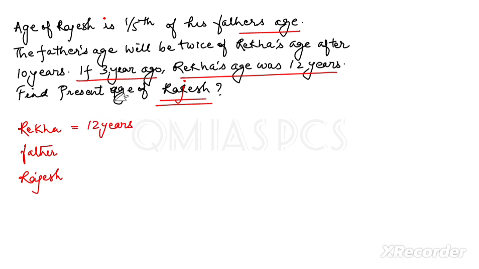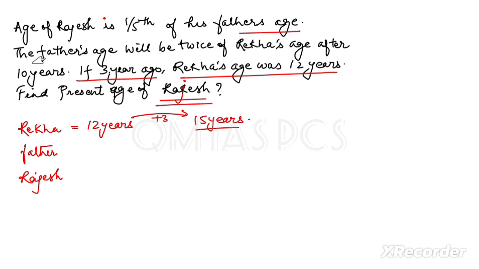But see, whenever this type of question is given, you always have to compare with respect to the present age. Then you can go to the past or future, wherever you can go. So first of all, the past is given, 3 years ago. So what will the present age be? Present age will be plus 3, that will be 15 years. So this one will be her present age.